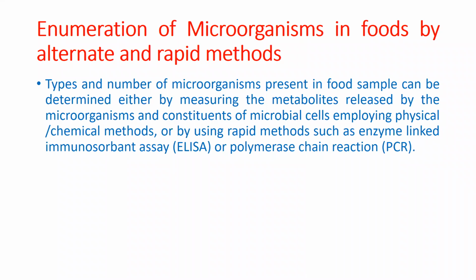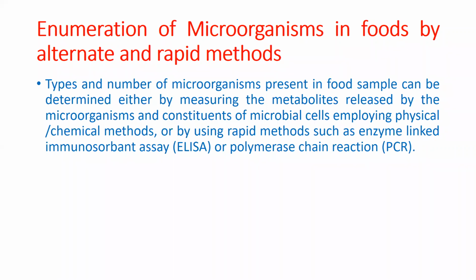So here, types and number of microorganisms present in the food sample can be determined either by measuring the metabolites released by the microorganism and constituent of the microbial cell. So two things are implied. We are measuring the metabolites which are released by the microorganism and the constituent of the microbial cell, employing physical and chemical methods or by using rapid methods.